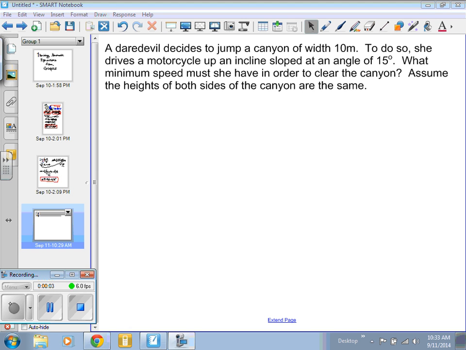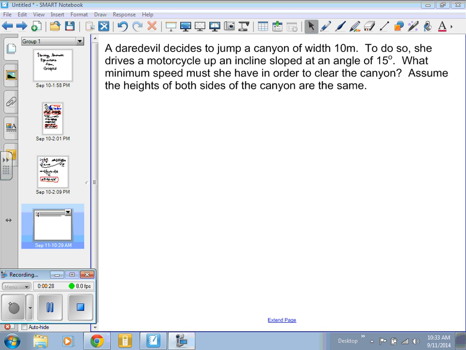We're going to try a two-dimensional motion problem in which you are not given the initial velocity, but the object is launched at an angle. It's a pretty difficult problem. So we have a daredevil, and she decides to jump a canyon of width 10 meters. To do so, she drives a motorcycle up an incline sloped at 15 degrees with the horizontal. What minimum speed must she have in order to clear the canyon?